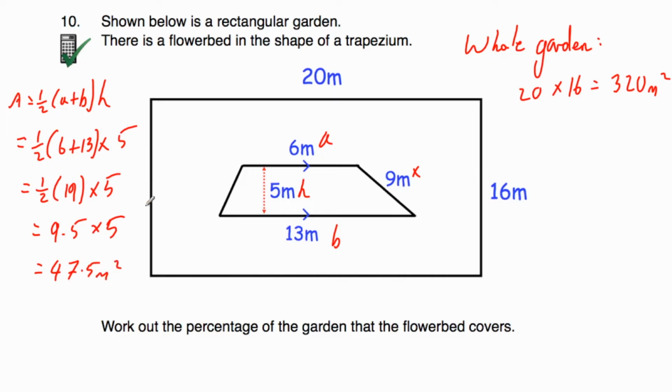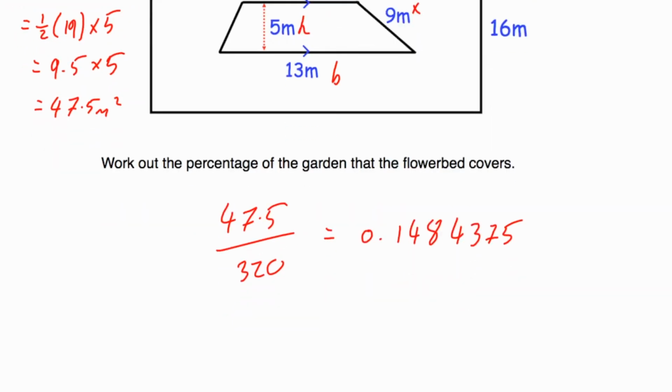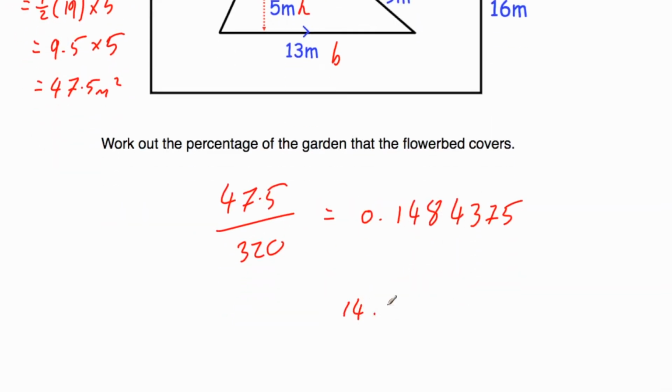So we've got the area of the whole garden, and we've got the area of the flower bed. Now what we can do is write that as a fraction. So the fraction of the garden that the flower bed covers is 47.5 out of the 320 meters squared. So that's the fraction of the whole garden that the flower bed covers. Now remember the change of fraction to a decimal, we can divide. So 47.5 divided by 320 is equal to 0.1484375. And then to change that to a percentage, we can just times by 100, so that would be 14.84375%. So that is the percentage of the whole garden that the flower bed covers.